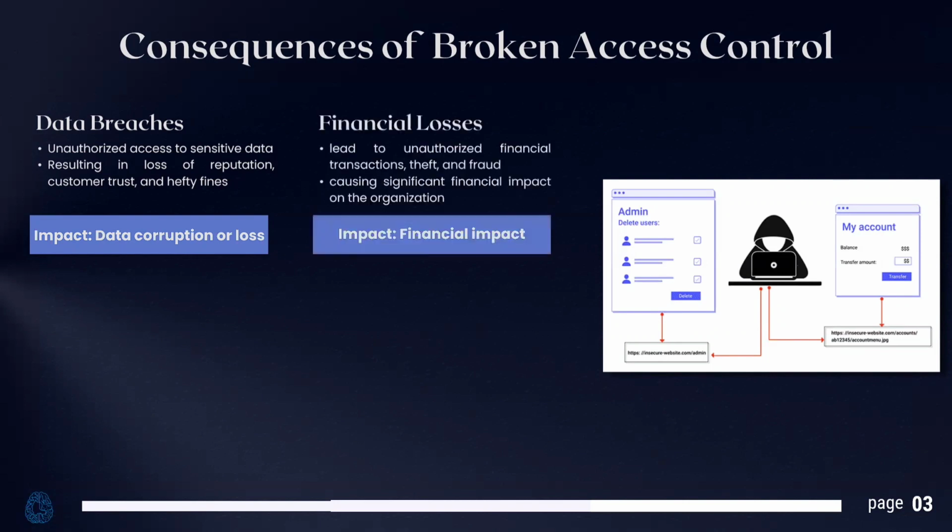And then there is financial loss. Financial loss leads to unauthorized financial transactions, theft, or fraud, also causing significant financial impact on the organization. For example, PCI DSS is not implemented or not properly implemented. This can also cause financial loss, like attackers going in the middle, doing a man-in-the-middle attack or some phishing attack to get the credit card information of the employees of the organization.